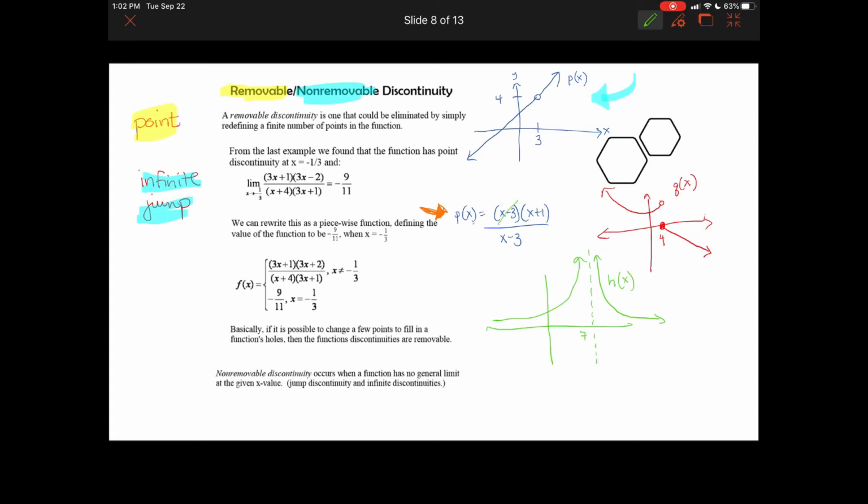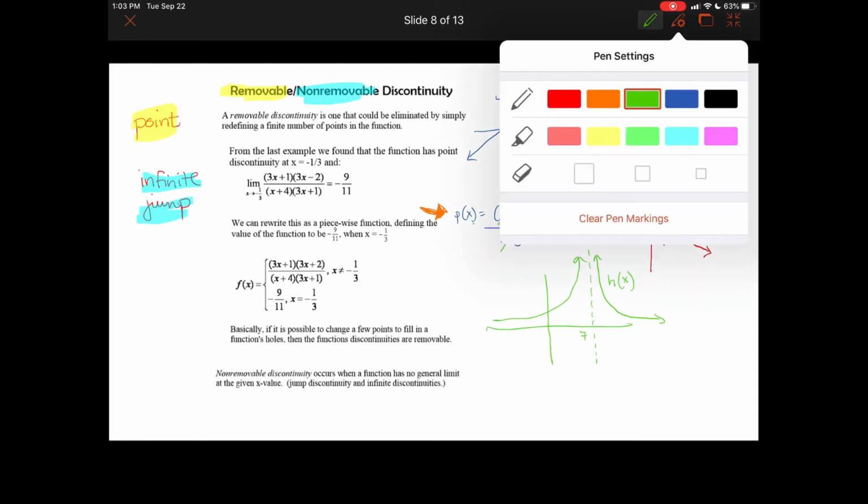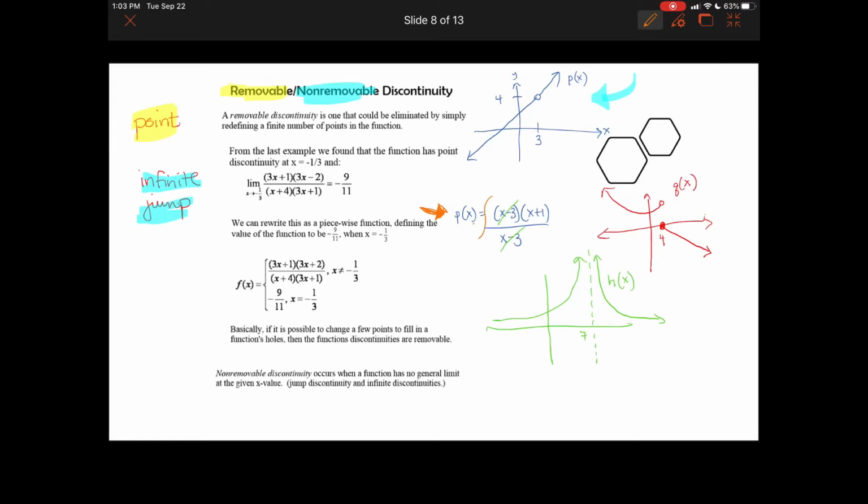And I'm hoping that you see it, because if I typed in 3, I would get this undefined value. So that would give me point discontinuity. However, what makes that different than infinite and jump is I am able to essentially fill in that hole. That just means I can take this graph and make it a piecewise function and say, let it be this expression for all x's that aren't 3. But for x equals 3, let the y value be 4.